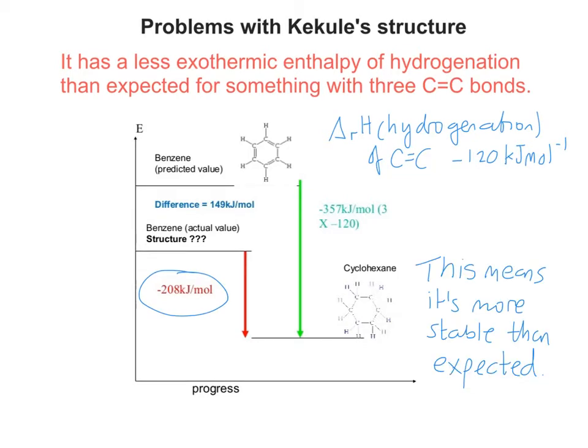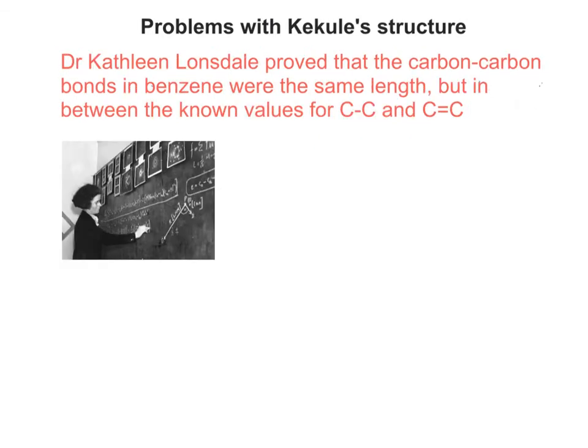And there's other problems with the Kekulé structure as well. In 1929, Dr. Kathleen Lonsdale, an English chemist, proved that the carbon-carbon bonds in benzene were the same length all the way around the ring. She did this using a technique called X-ray crystallography, and she used methyl benzene, or benzene with a methyl group coming off of it, as her choice of compound to prove this. Let me try and explain what I mean by this.